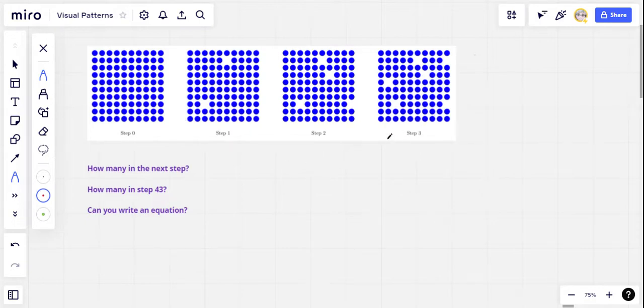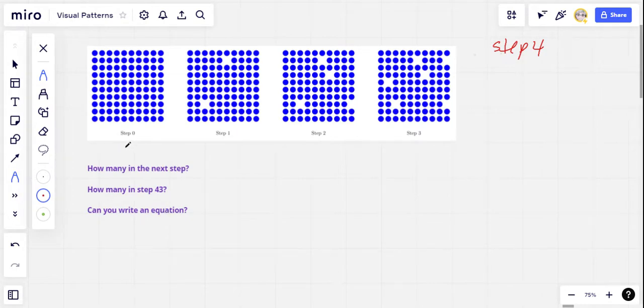The challenge here is to figure out how many blue circles there are going to be in step 4, the very next step. And then if you can do that, how many would be in step 43? Would there be any left by step 43? And then can you write an equation that you could use to predict the number of blue circles in any step at all? So that's the challenge. If you'd like to try that, pause the video, see how it goes.